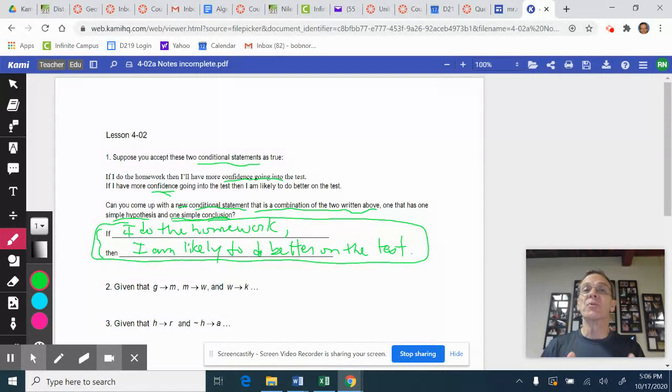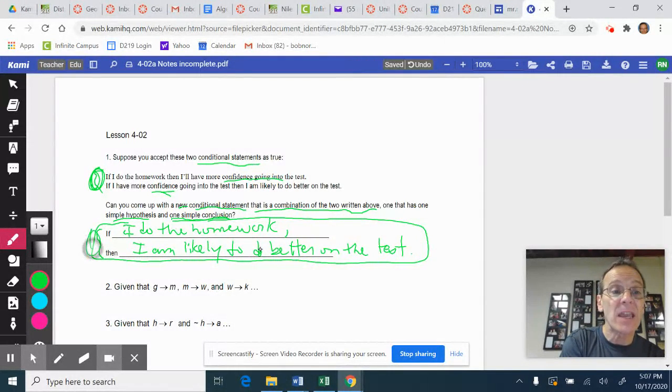So I'm not looking to preserve, by combining these two statements into a new one, all of the information that was in the original statements. I'm just trying to come up with a new statement that has one simple hypothesis and one simple conclusion without all of the stuff in between. And I think you would agree that if these two statements are both true, if we accept these as true, then this statement is equally true, right?